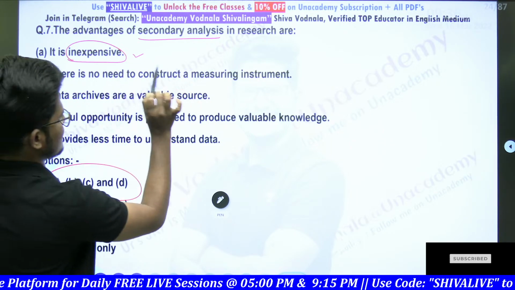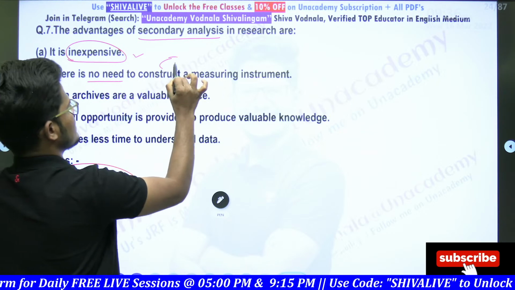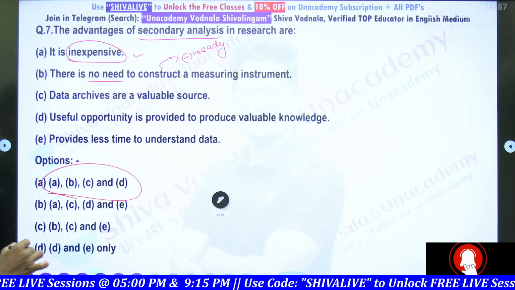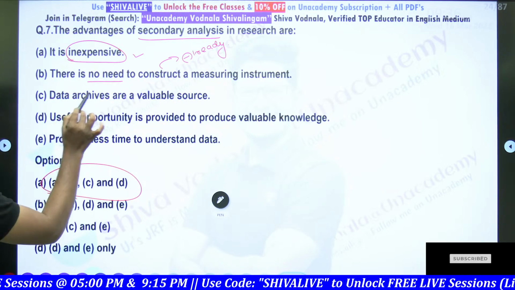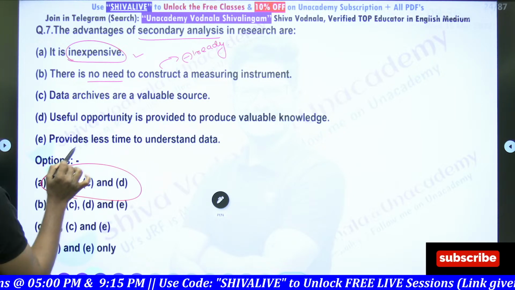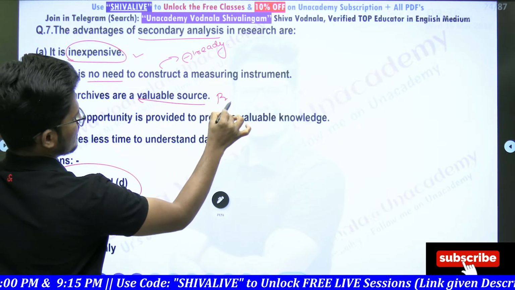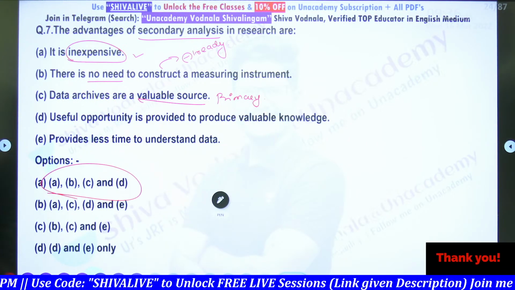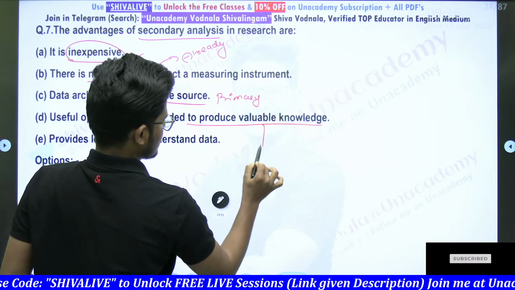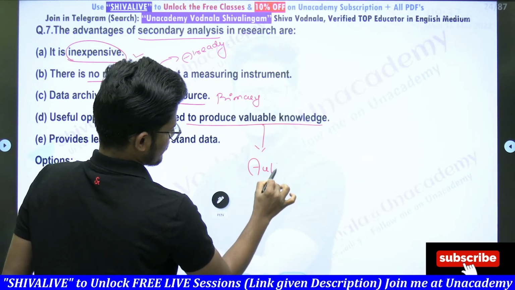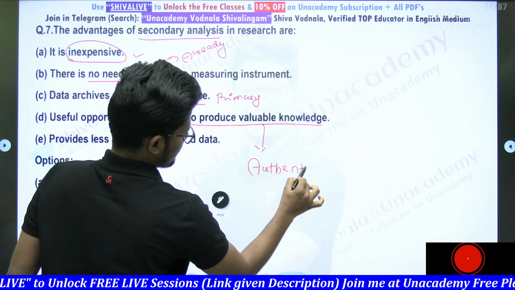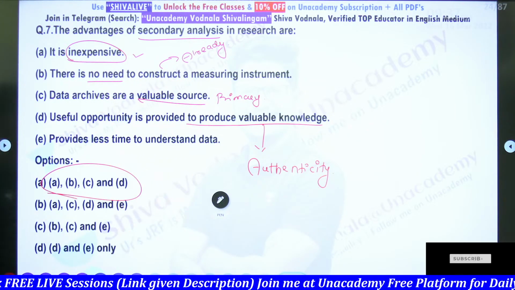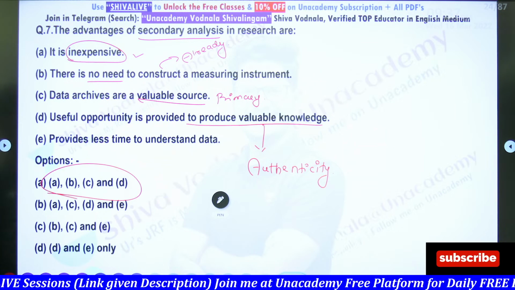And there is no need to construct a measuring instrument, because it is already constructed. Now no need to construct. And C is that data archives are a valuable source, because we already have primary data. That is a valuable and authenticated source of data. D, useful opportunities provided to produce valuable knowledge, when it is authenticated and supported by previous authors. Authenticity will be more. This will increase valuable knowledge, or support producing good knowledge.